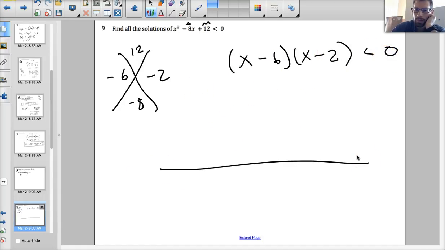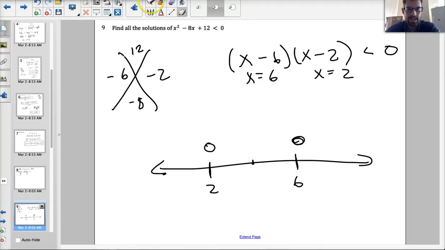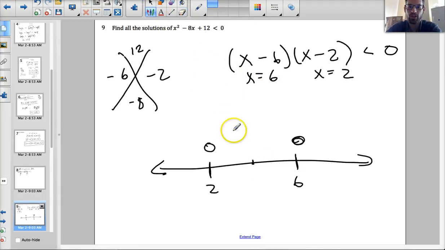So if I'm going to put this on a number line, that means I'm going to have a 0 at x equals 6 and a 0 at x equals 2. So 2 will come first, then 6. They will both be open circles because this is just a less than, not a less than or equal to. Now I need to test a point in the middle to see which direction I'm shading. Usually when it's a less than, I shade in the middle. So I'm just going to test a point and see if it comes out true.